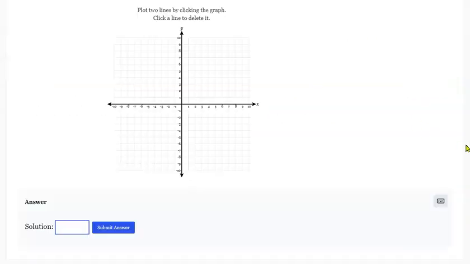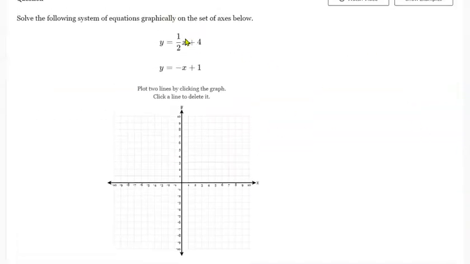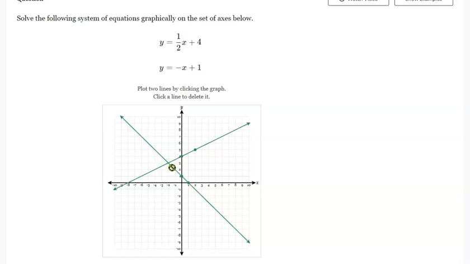Again, one more time. When you plot your first point, start at the y-intercept, +4, and then move along this line using the slope values 1 over 2. Rise 1, run 2. Second line has a y-intercept of 1 and a slope of -1 over +1. That point of intersection is the solution.